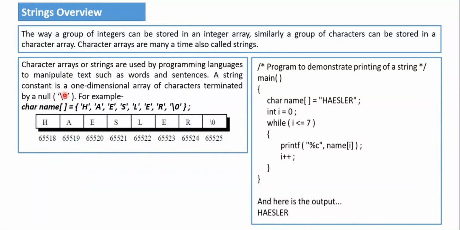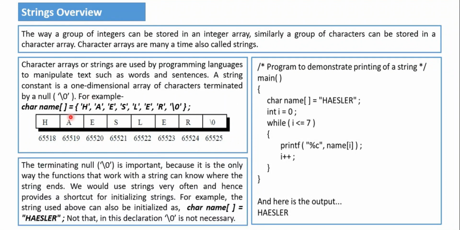Okay, you can see here char name having the elements as H, A, E, S, L, E, R, and at the end we have \0. So the memory map is shown here. Like an integer array, the characters are stored at a sequence of addresses, and here the address is incremented by 1 byte because each character will occupy a single byte.